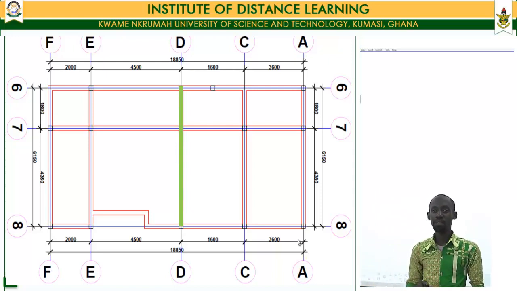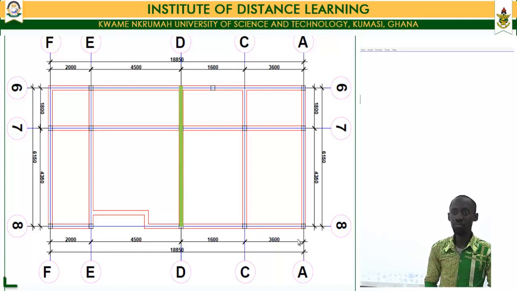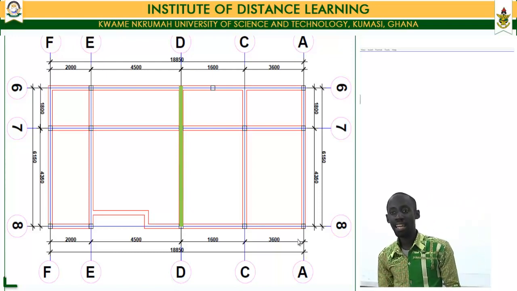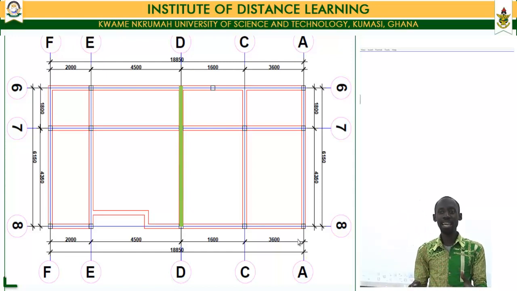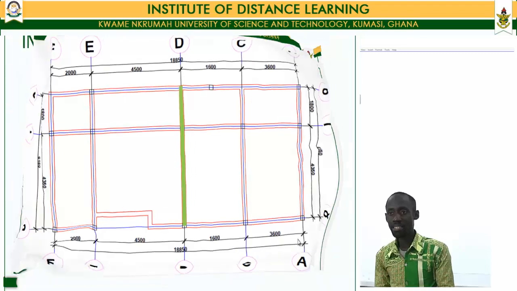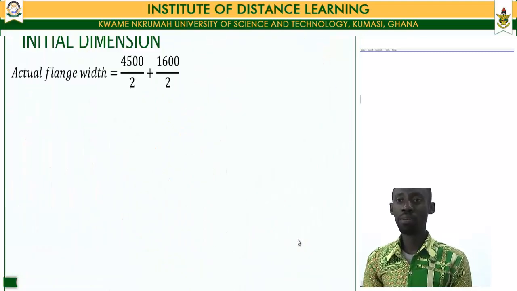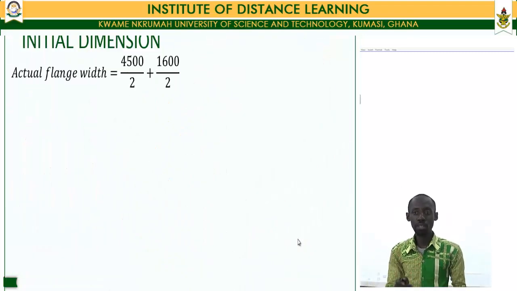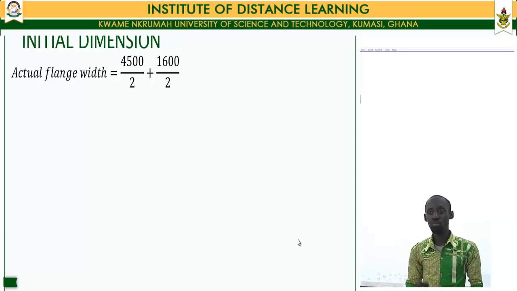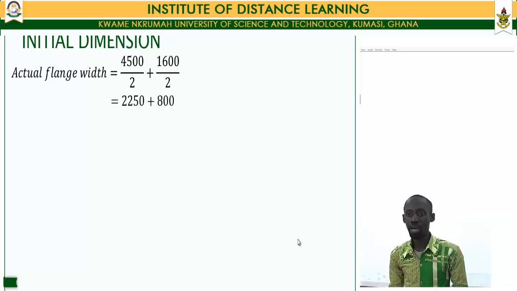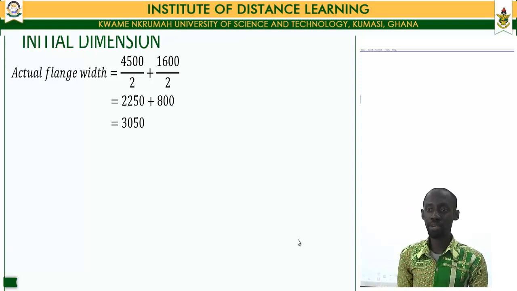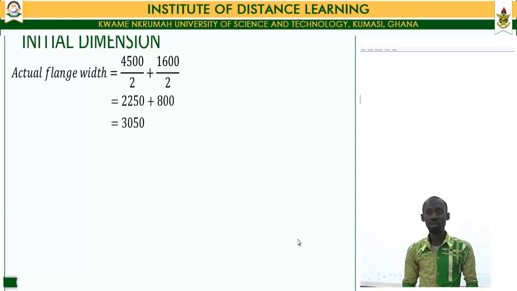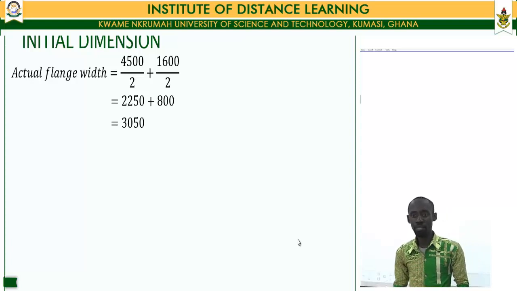So then if you are finding the actual flange width for our beam on grid line D, the actual flange width would be half of the slab between grid lines E and D and half of the slab between grid lines C and D. Therefore, in finding our actual flange width, it becomes 4,500 divided by 2 plus 1,600 divided by 2. That gives us 2,250 plus 800, which ultimately gives us an actual flange width of 3,050.